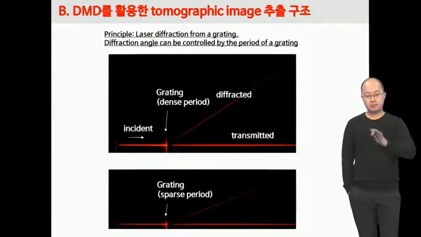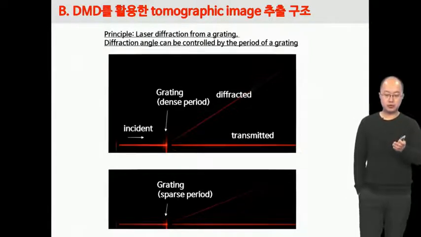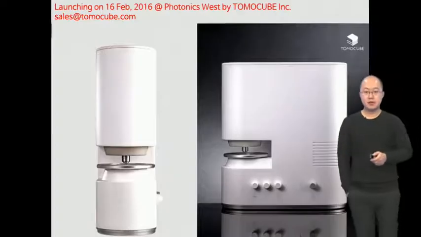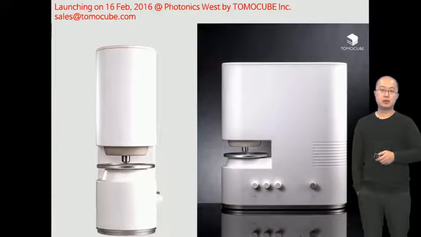So if you apply well-defined intensity patterns on the grating of the DMD, you can utilize this DMD unit similar to the galvanometric mirrors, as done in the previous old optical diffraction tomography systems. So using this concept, and also optimizing the other optical geometries and integrations, we have come up with this standalone device that will be on the market on the 16th of February at Photonics West.